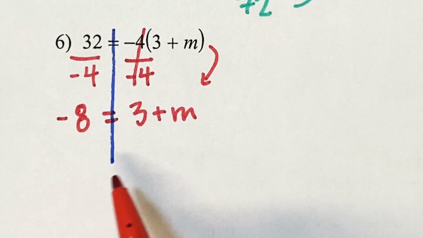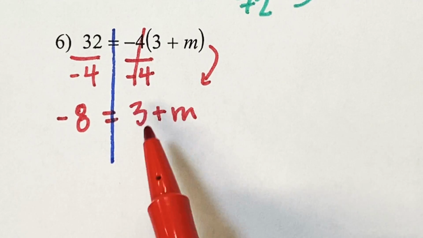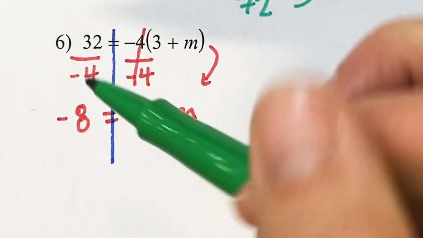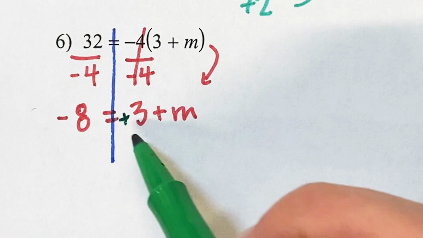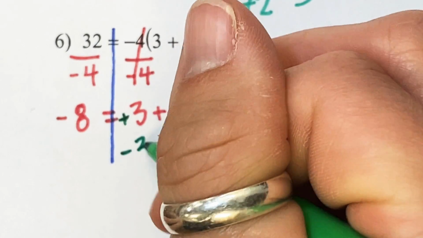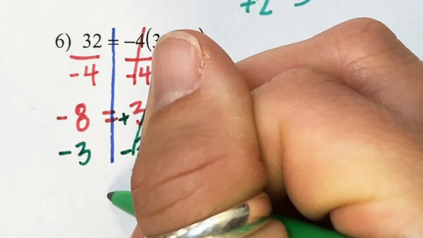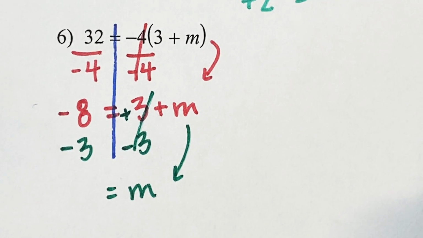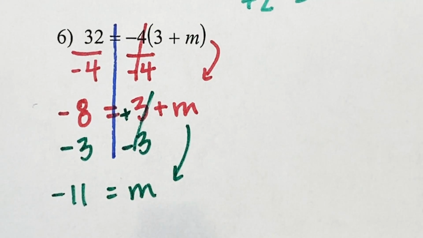So now what do I need to get rid of? 3 plus m. It's not multiplying, but it's adding, right? So what is the opposite of add 3 or plus 3? There's this invisible addition sign right there because it's positive. So what is the opposite of plus 3? Subtract 3. We're going to subtract 3 from both sides. It's a positive m, which means it's just m. Negative 8 minus 3, so we're getting more negative here, is going to give me negative 11.